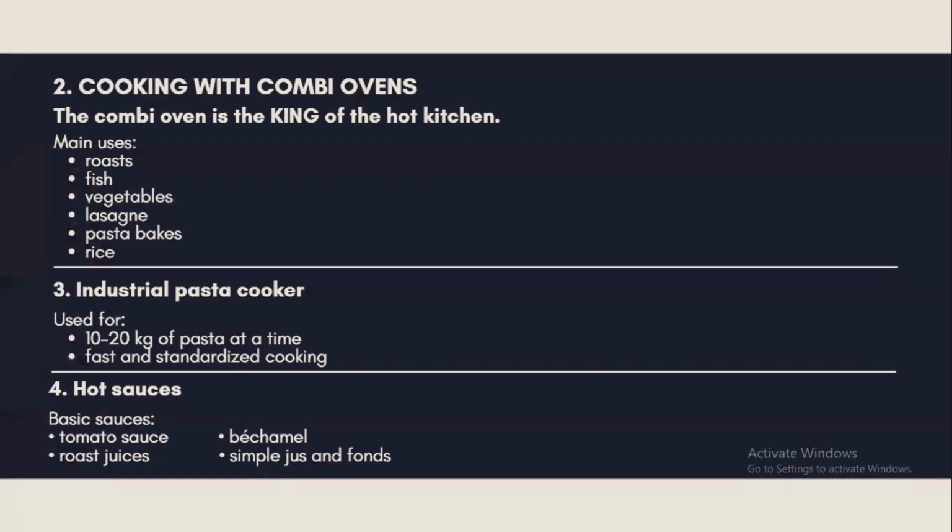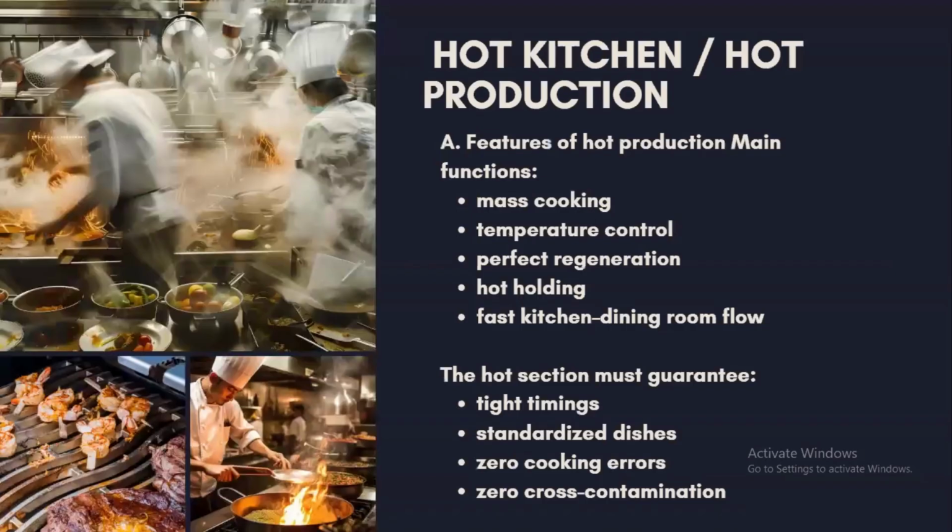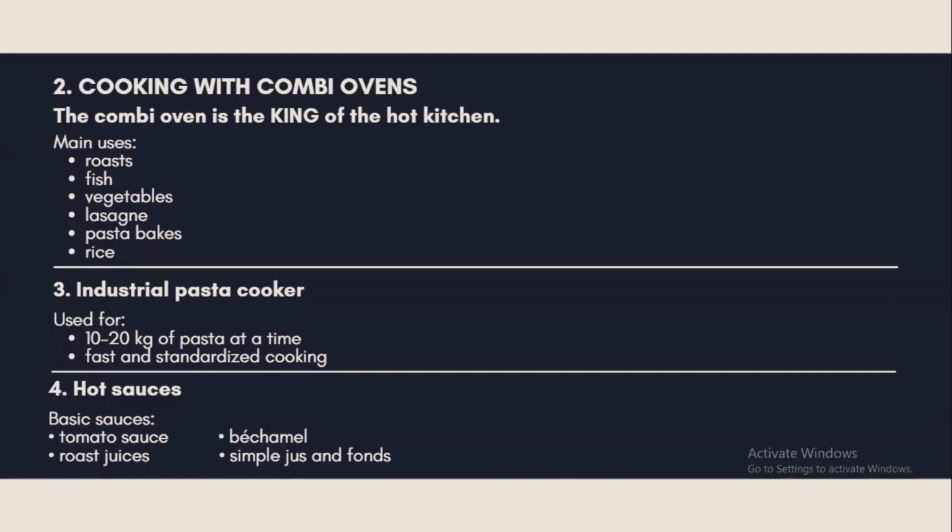Okay, so another key feature and technique of the hot section is most of the cooking is done with a very popular oven, which is called the combi oven. It is the king of the hot kitchen, yes. Its main use is for roasts, fishes, vegetable, lasagna, pasta, bakes, and rice. I don't think I have an image of it here, but yes, it's a very big deal in the kitchen because it's the king of the kitchen.